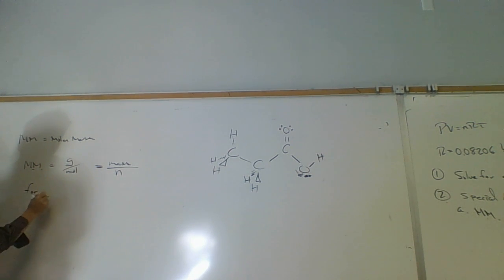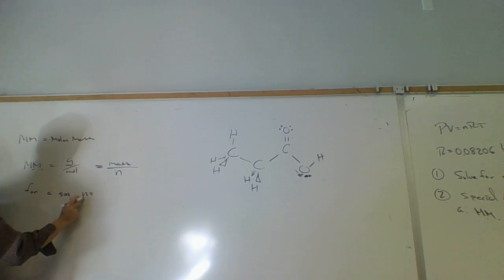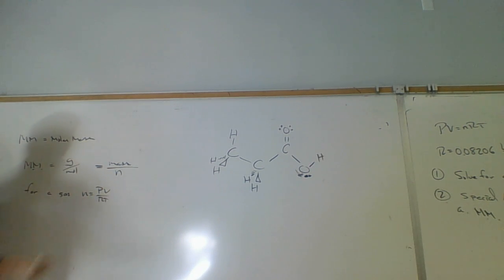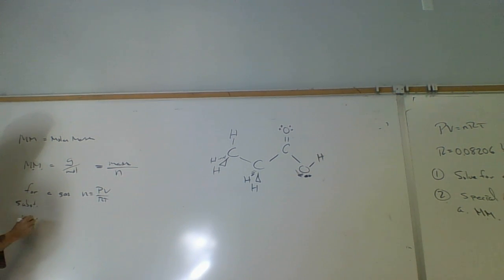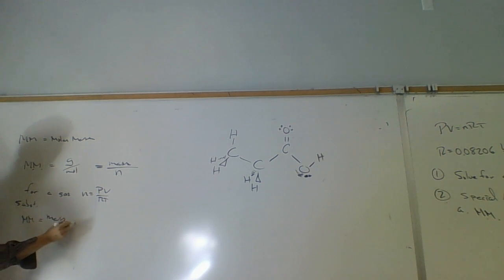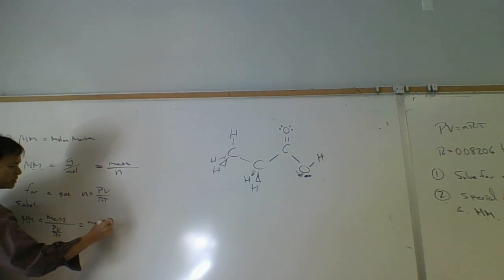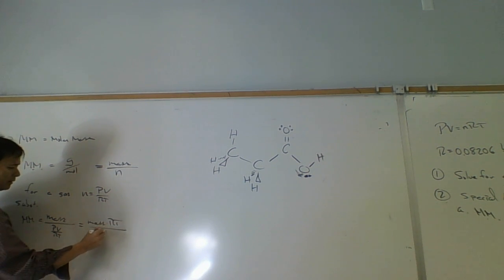For a gas, we can calculate the number of moles. The number of moles is equal to PV over RT. Just simplify that equation there. And then we'll just substitute that in here. If we substitute it, then the molar mass is equal to the mass divided by PV over RT. And then we'll just invert and multiply. So we get the mass times RT divided by PV.